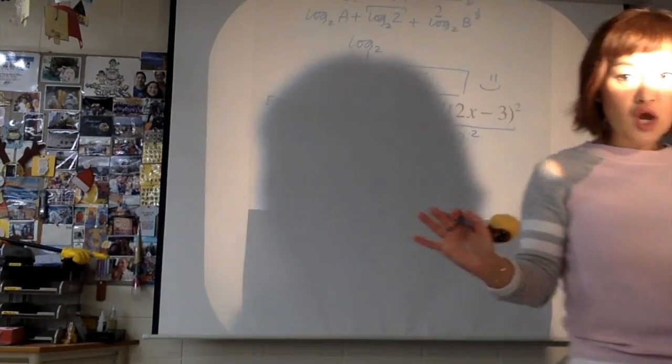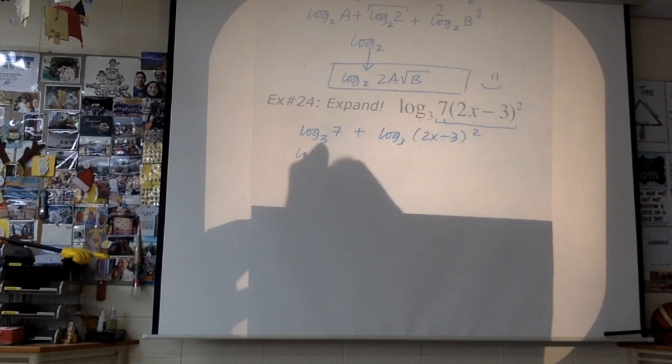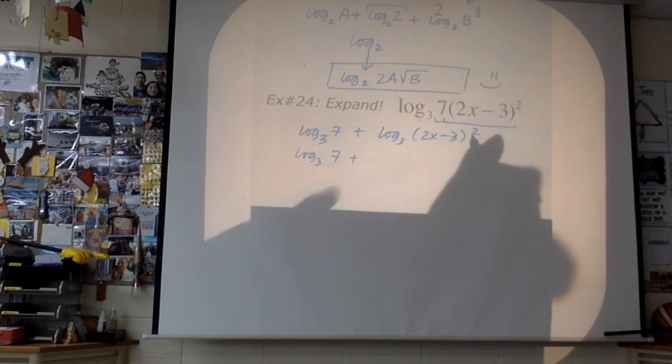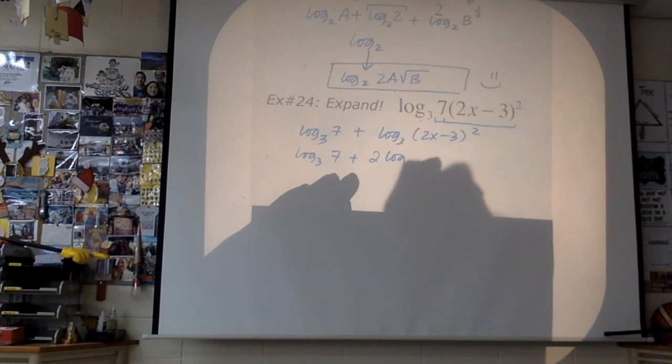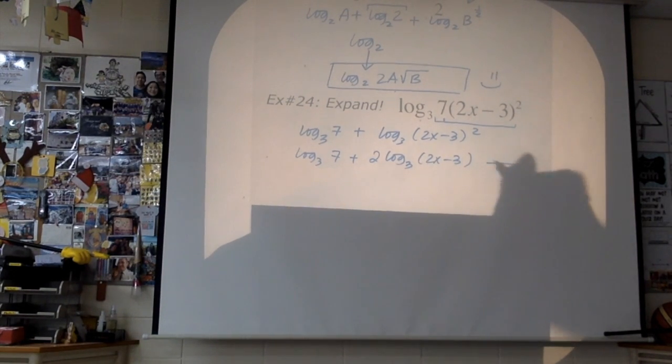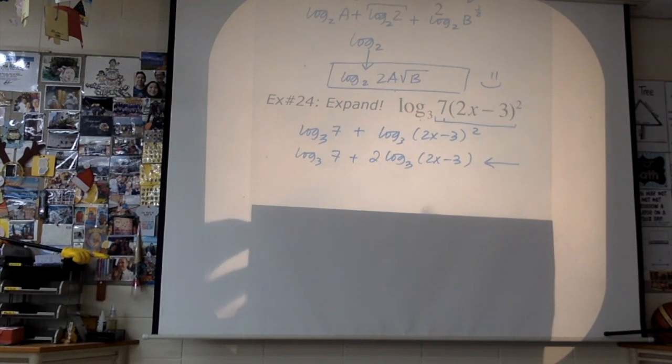But I also know that log base 3 of 7 plus this guy is a power. So it's 2 log base 3 of (2x minus 3). And that's it. I'm done. So when they tell you to expand, you shouldn't have an exponent here. You should always use the power rule, okay?